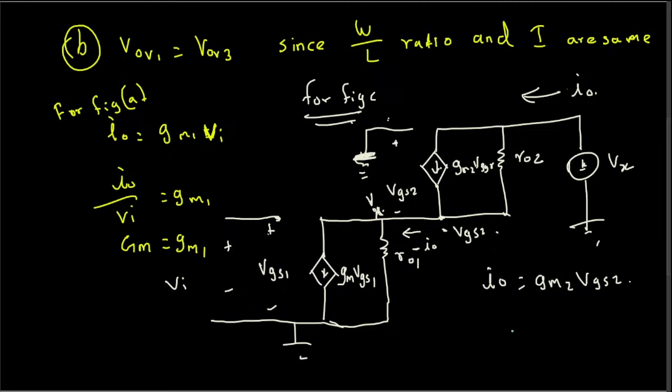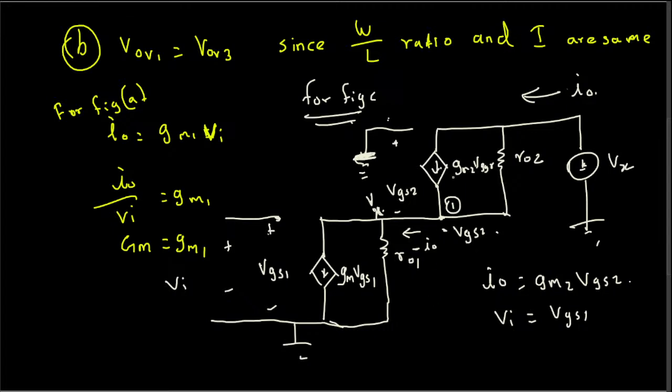GM2 VGS2, and input voltage Vi is equal to VGS1 because these two are in parallel. Okay, so if we apply KCL at the node 1, the node 1 is right here.